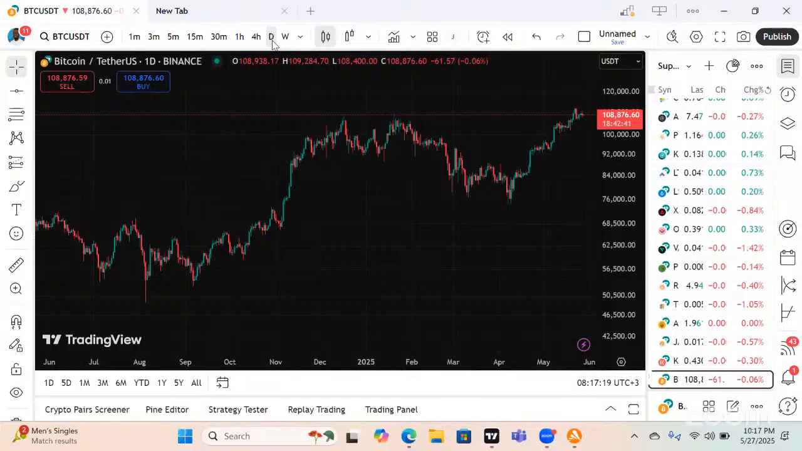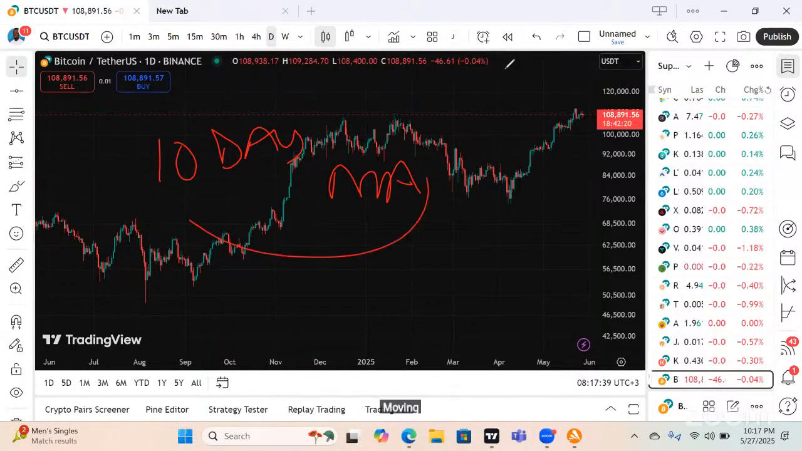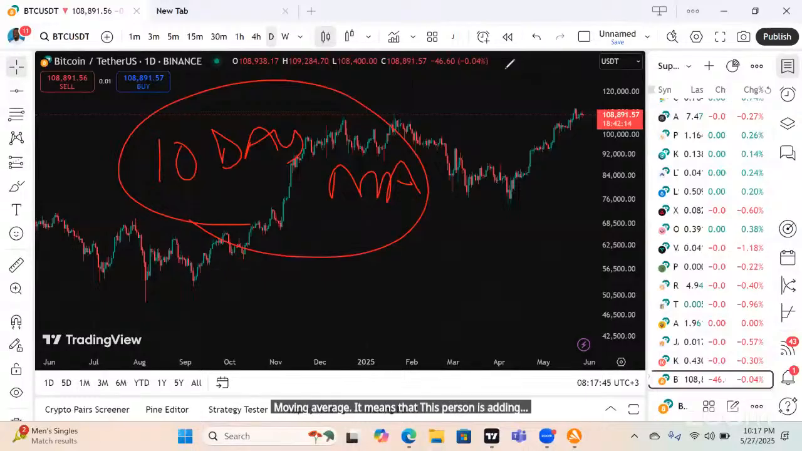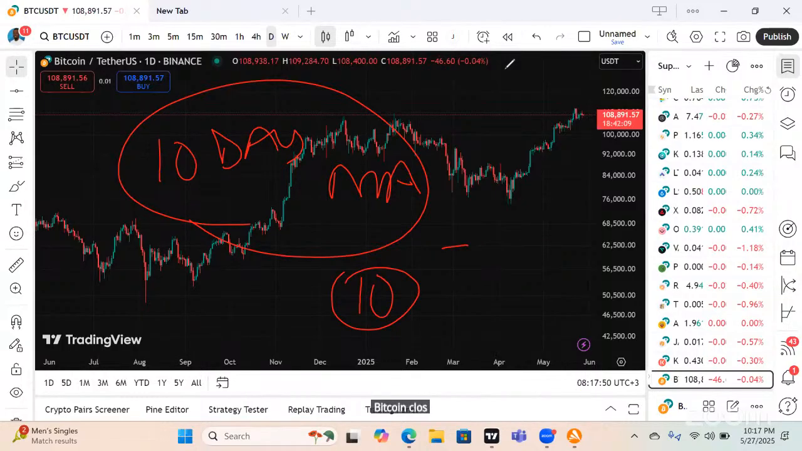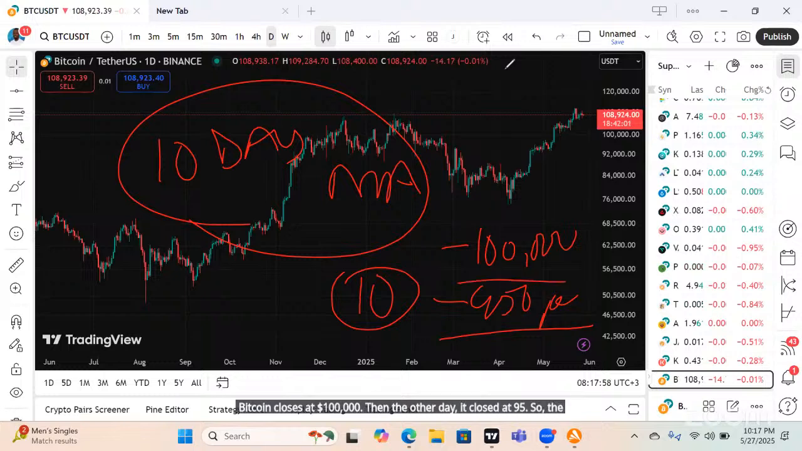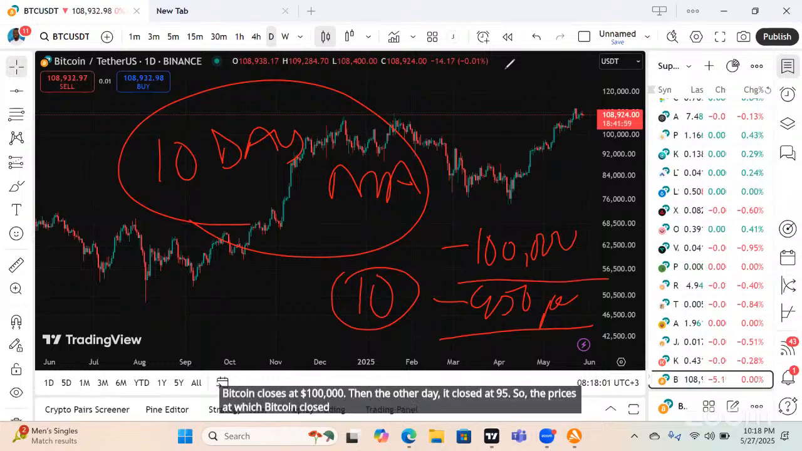Now, someone may decide to take what we call a 10-day moving average. As an example, someone talks about a 10-day moving average. It means that this person is adding the closing prices of 10 days. Let me say today, Bitcoin closes at 100,000. Then the other day it closed at 95. So the prices at which Bitcoin closed for 10 days are added, and then divided by 10.